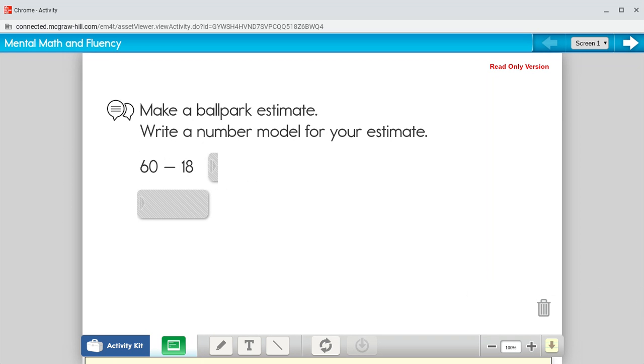I'm not going to do anything to that. But the 18, I could find a 10 that's closest to 18 to help me come up with a way to check the actual answer. So go ahead on your piece of paper or your whiteboard and write what you think the nearest 10 to 18 would be to make a ballpark estimate.